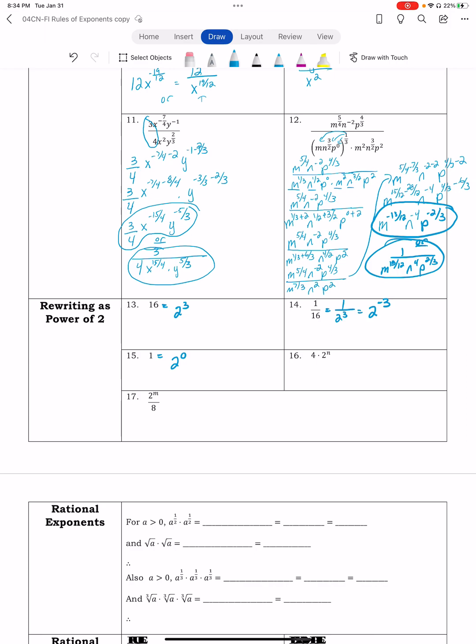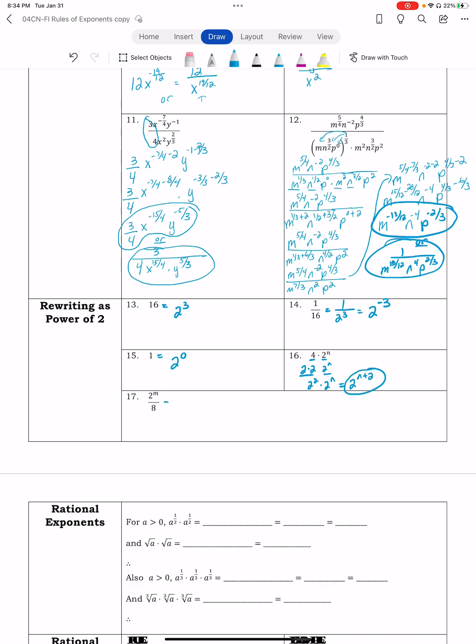This next one's pretty interesting because this 4 can be written with a base of 2. Well, yeah, this is actually 2 times 2. And then we have our times 2 to the n here. So I'm going to rewrite this. This is going to be 2 squared times 2 to the n. And when I multiply, I add my exponents. So this is going to be 2 to the n plus 2.